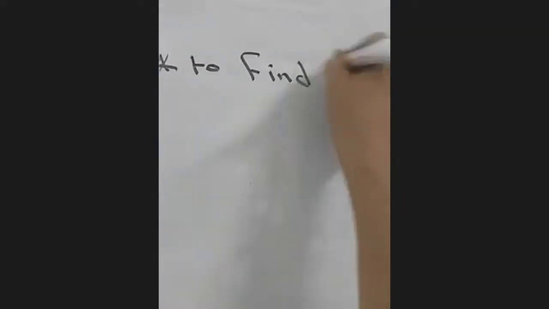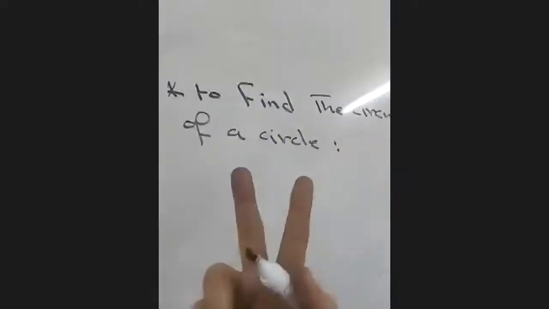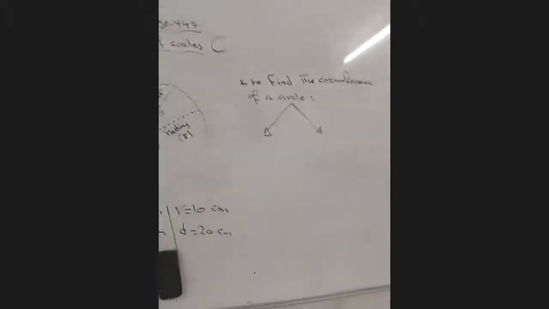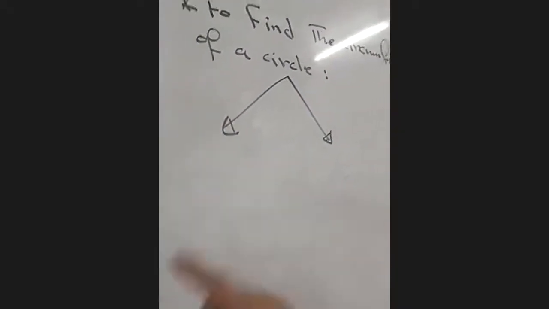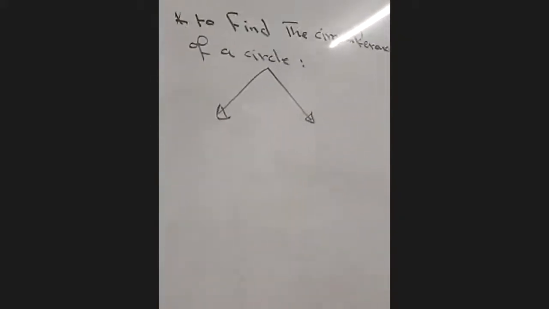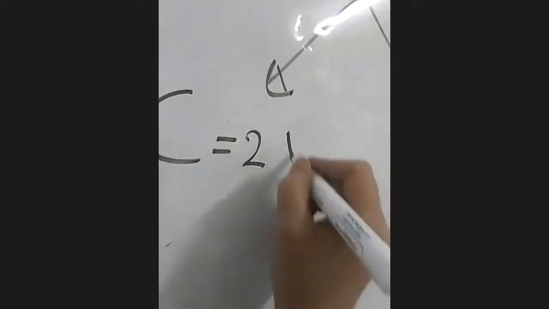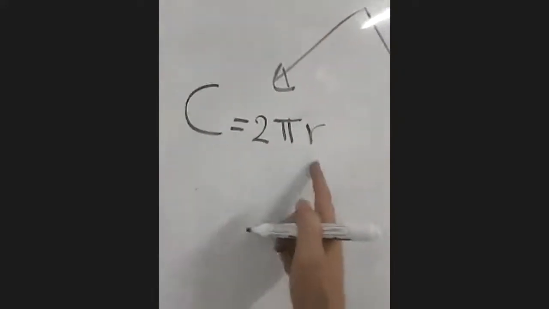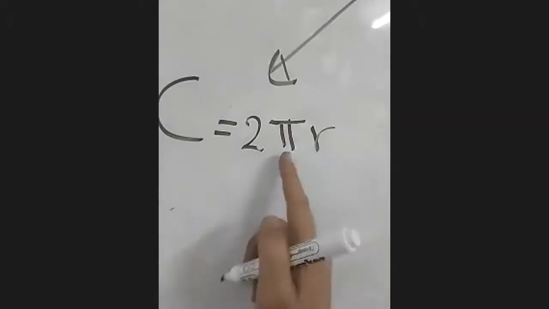To find the circumference of a circle, we have not one formula, two formulas. We can choose any one of them, depending on what is given in the question. The first formula: C equals 2 pi R. Here we have nothing between them, which means multiply. Don't forget that. 2 multiply pi multiply R.